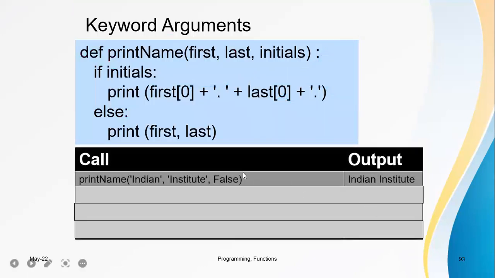Okay. So Indian Institute, I have given Indian as the first. How this function is written, I'll explain to you. Indian is first, institute is last, initial is false. If initial is false, then I should go for the full name. The function prints the full name because initial is false.